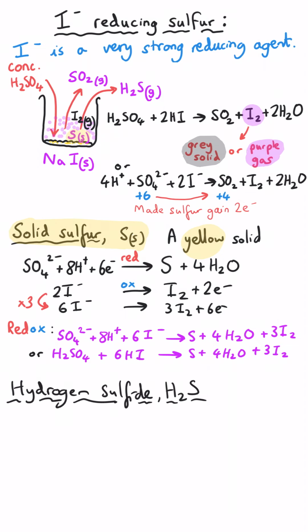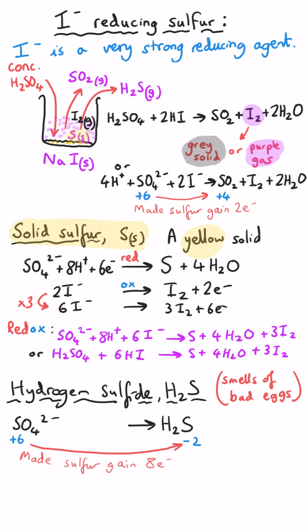And also it can in fact make hydrogen sulfide. In hydrogen sulfide, the sulfur has an oxidation state of -2 because each of those hydrogens is +1. And so that means that the sulfur in the sulfate ion has gone from +6 to -2, therefore it must have gained 8 electrons in the process. That's how strong a reducing agent iodide ions are. They are able to force the sulfur to gain a total of 8 electrons through their reduction reaction.